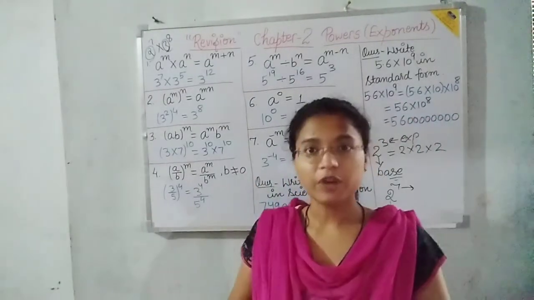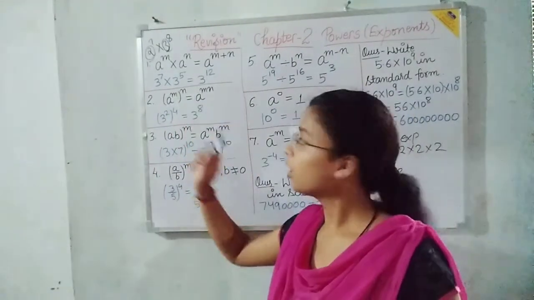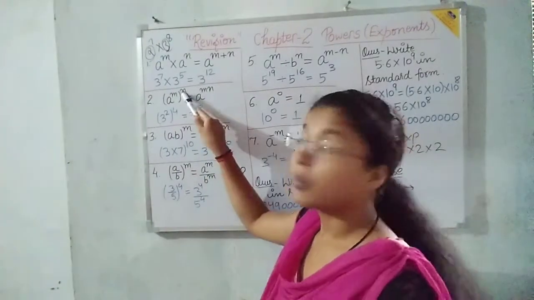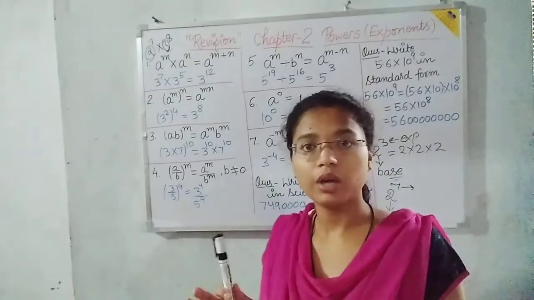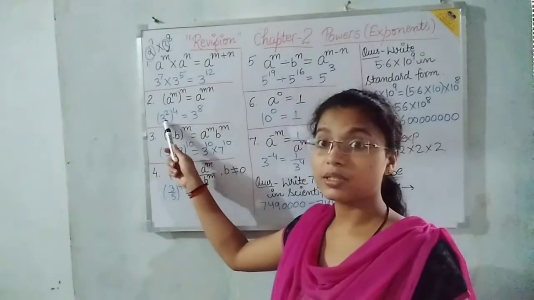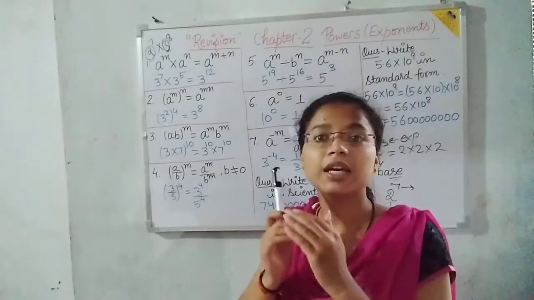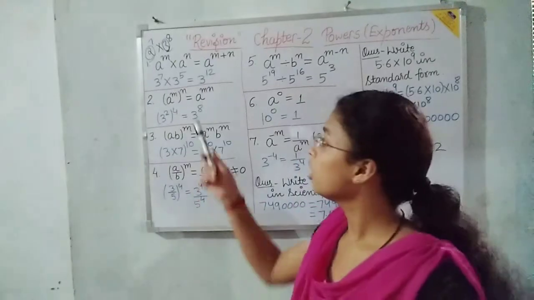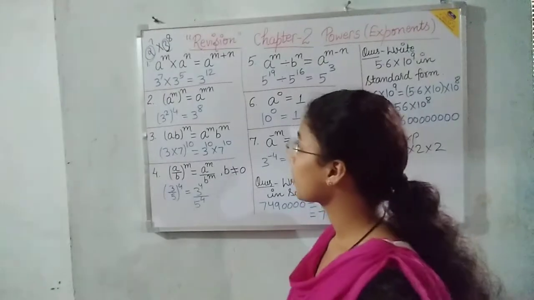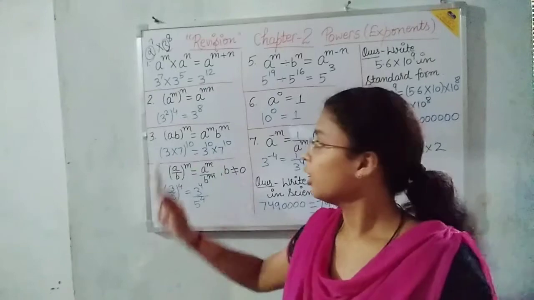The next law of exponents is a to the power m and the whole to the power n. When this type of number is given, you just multiply their powers: a to the power m into n. Suppose one example is given, 3 square and the whole to the power 4. So you just multiply their powers, meaning 2 into 4. This will give you 3 to the power 8. I hope you understood.